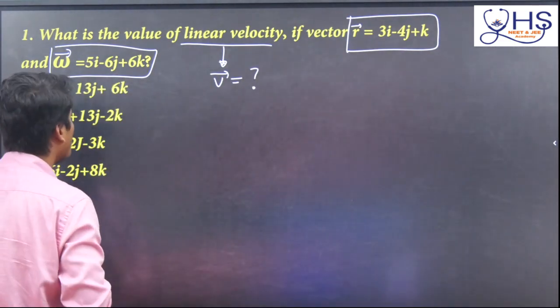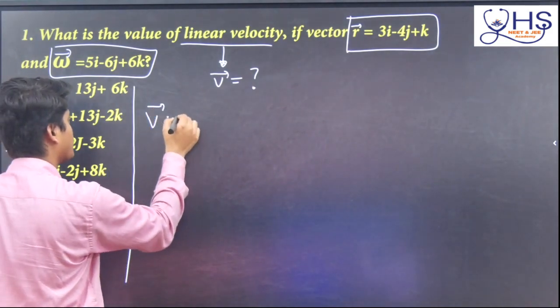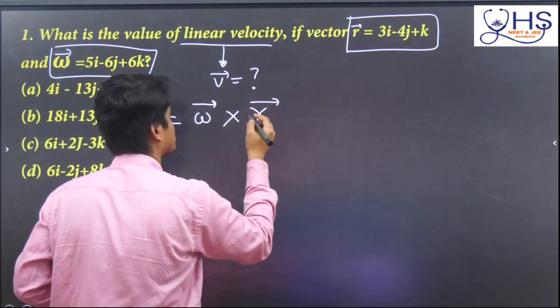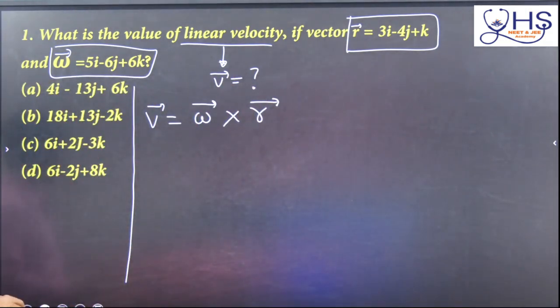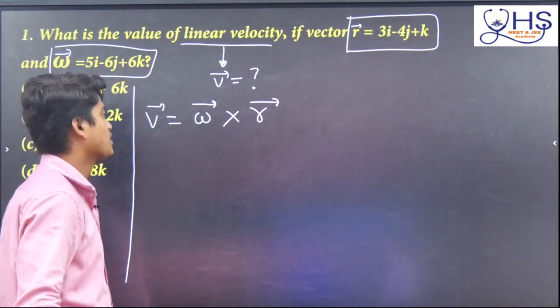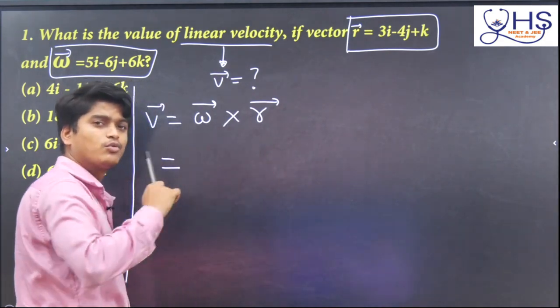Now listen, what is the formula for this? Here the V vector is nothing but omega vector cross R vector. Omega cross R. Remember, always, the V vector is not R cross omega, it is omega cross R. Then, if omega and r are given in component form, what to do?